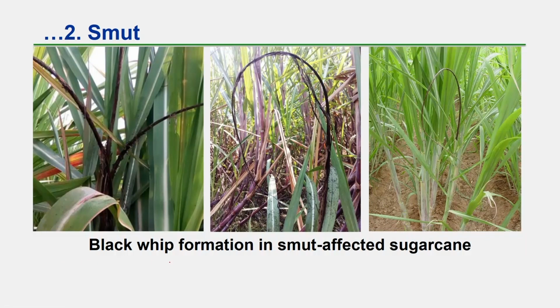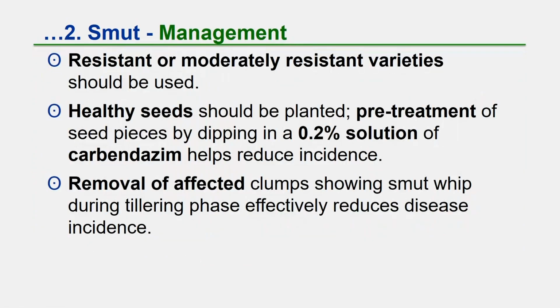Now you can see black whip formation in smut affected sugarcane. So you can see this very clearly showing symptoms. Students can easily identify and remember the symptoms of smut in sugarcane. See this whip, again the whip is very clear, and in this also. So this is your smut disease symptom in sugarcane.